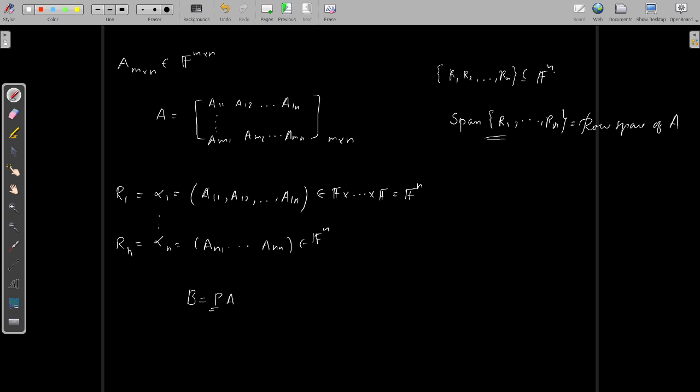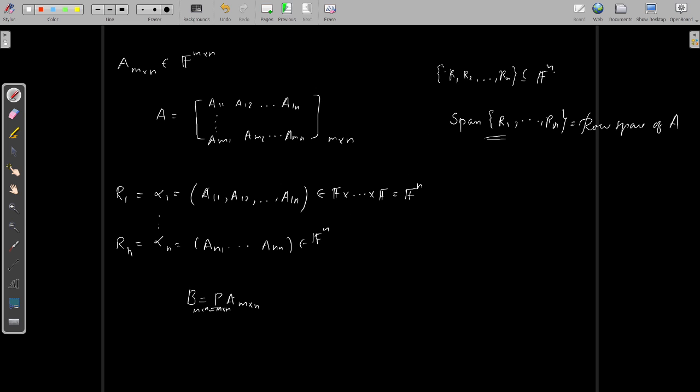Okay, our intention is to study the relation between the row space of A and the row space of B. That means the row spaces of the two equivalent matrices. Once you have A as an m by n matrix and P as an m by m matrix, only then is this product defined. So then this will be m by n again. What is the relation between the row spaces of these two matrices A and B?